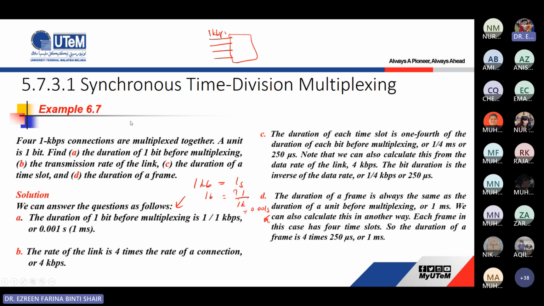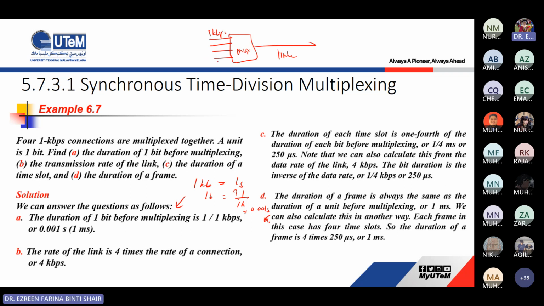Okay, so I assume that you understand. So the second one, the transmission rate of the link. You have 4 channels, and at the output of the multiplexer, you have the link. The question asks you to calculate the transmission rate of the link.